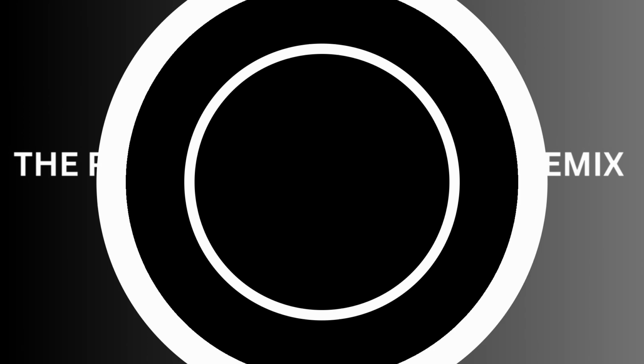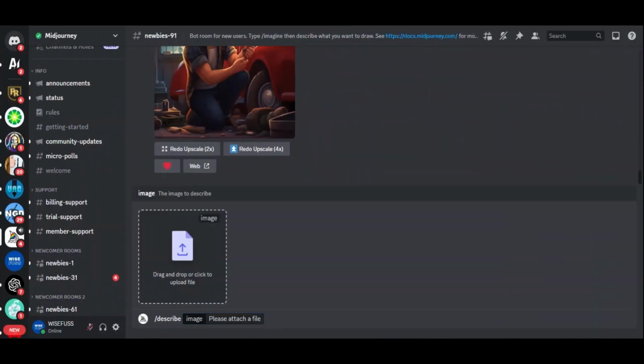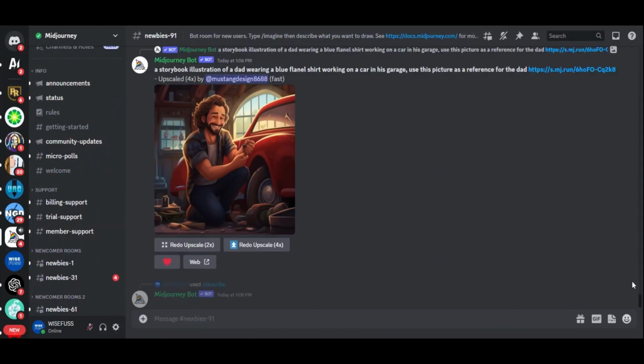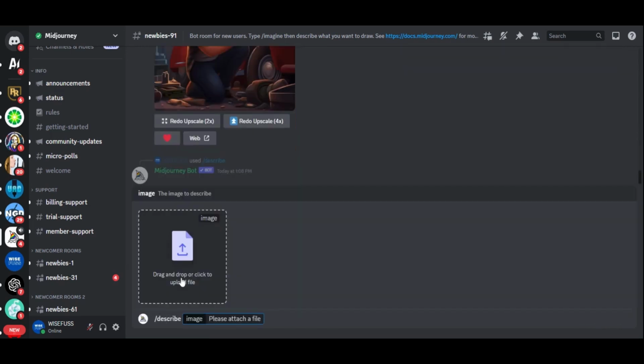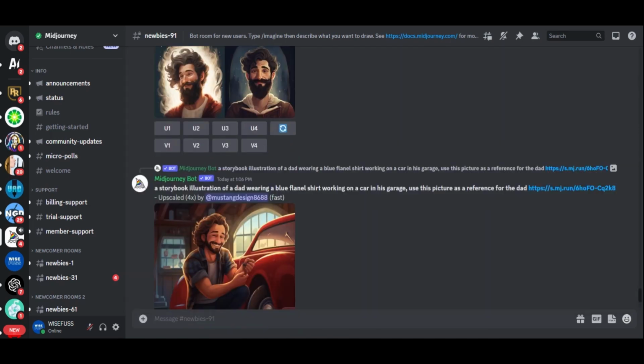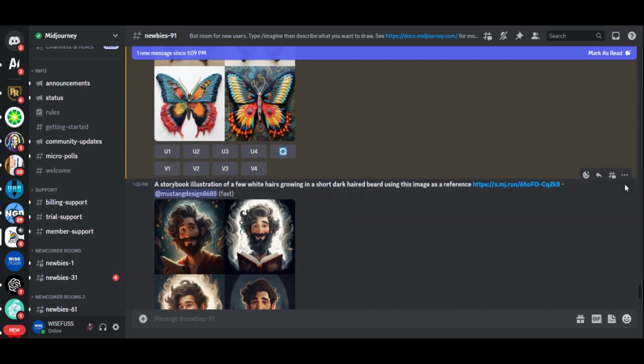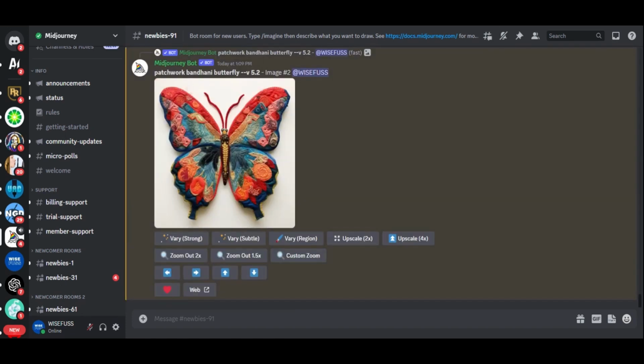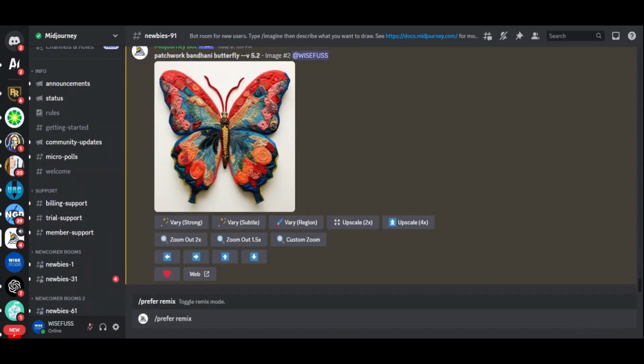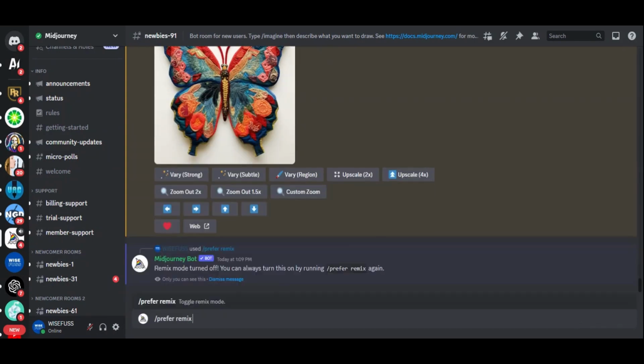Segment number 9, the power of describe and remix. Before we wrap things up, let's not forget the describe tool and remix mode. These tools can be your allies in further modifying and exploring your images. Describing your images can lead to intriguing prompts, while the remix mode offers a fresh take on your creations.